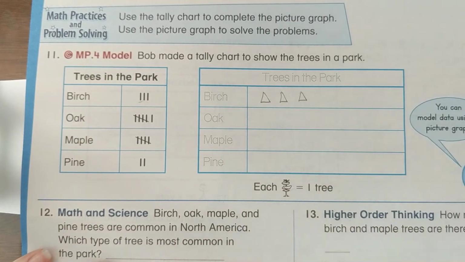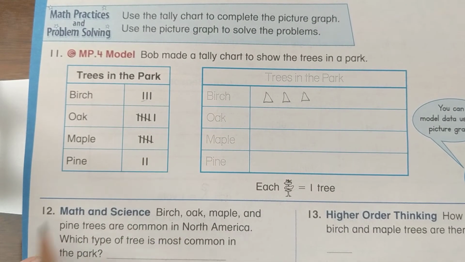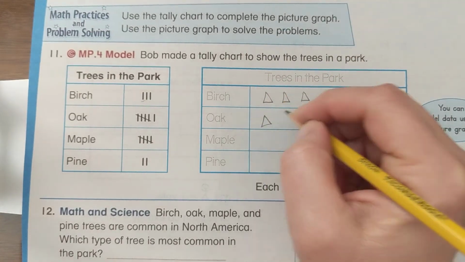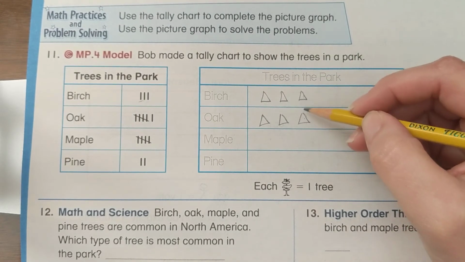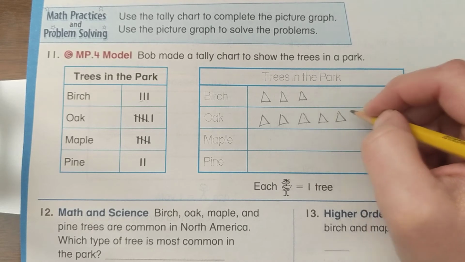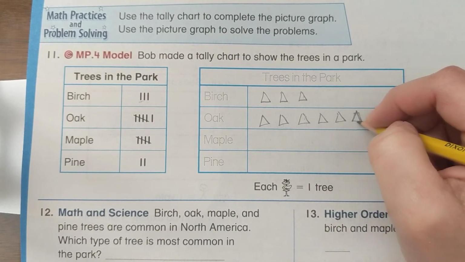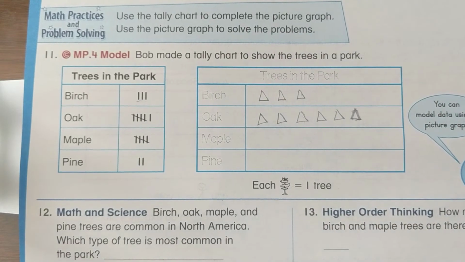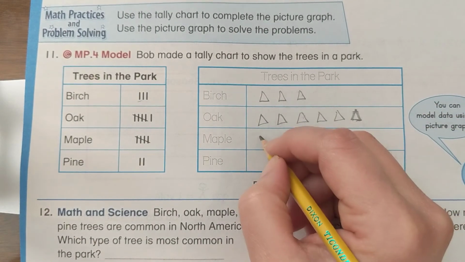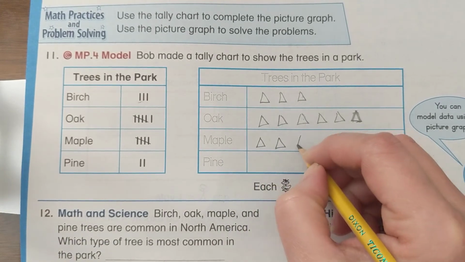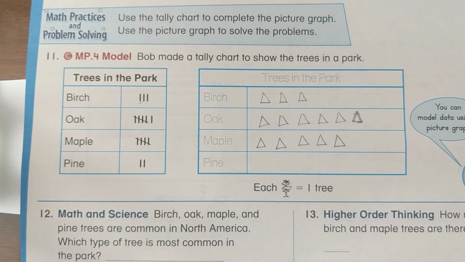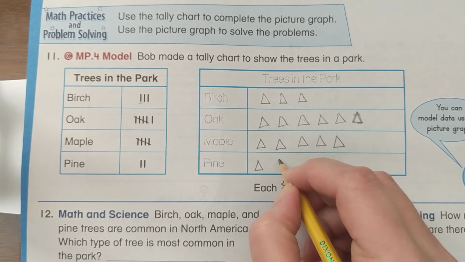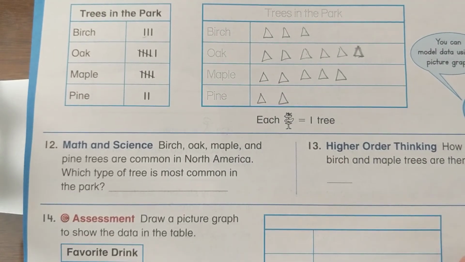These are my 3 trees. Okay. Oak, how many triangles should I draw? I should draw 6. And I'm lining them up so that they match. My third one matches the third one on top of it. 4, 5, 6. Whoops, that's not a triangle there. Okay. How many maple trees should I draw? 5. 1, 2, 3, 4, 5. And lastly, how many pine trees? 2. 1, 2. Now we can answer the questions.